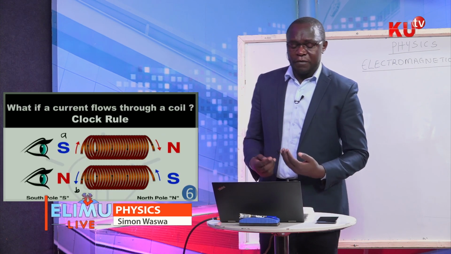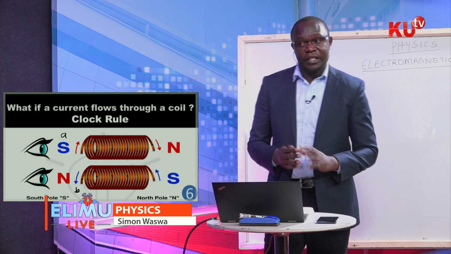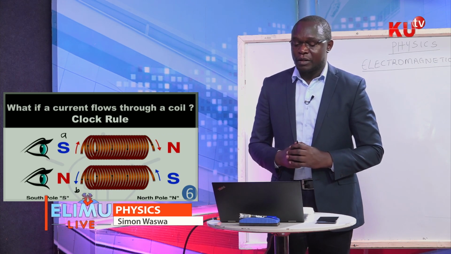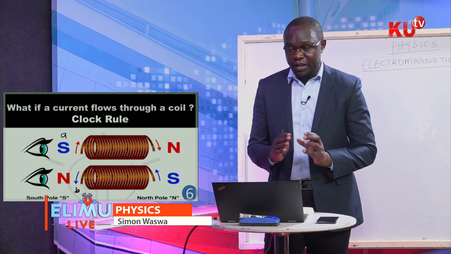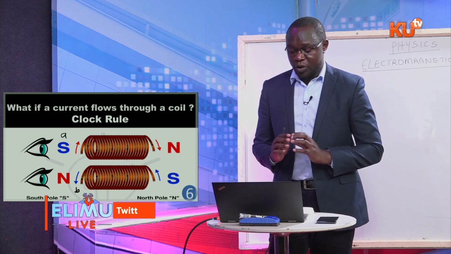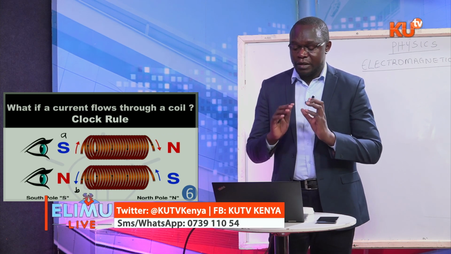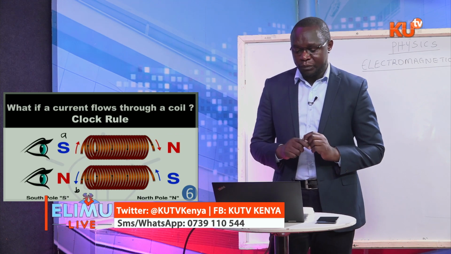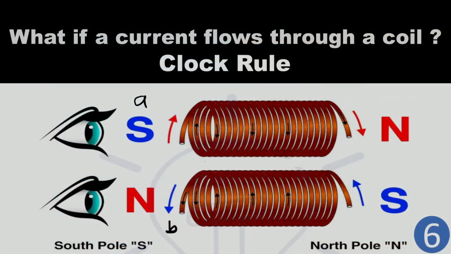So what if the conductor A is not straight? If that conductor is not straight, then we need another rule to predict the polarities of the coil. Now, there are a number of rules that can be used, but in this case, I advise students to focus on one rule, which is called the clock rule.